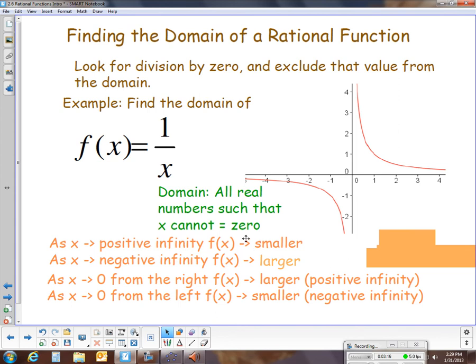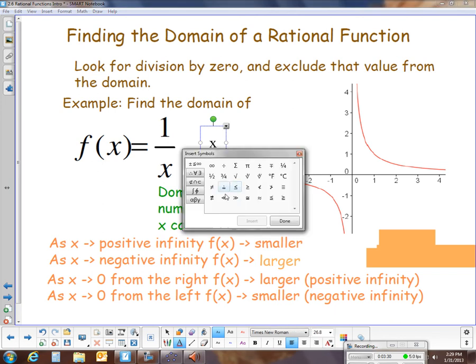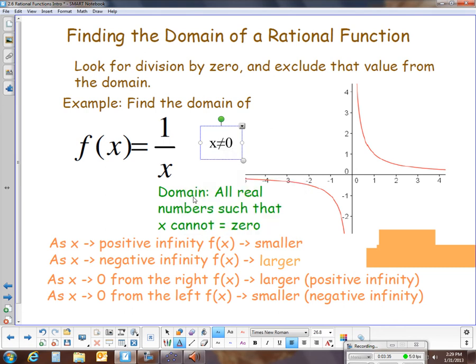So what would the domain of this function be? The domain of this function is all real numbers not equal to zero. So x cannot equal zero. That's the implied domain here, because if you were to plug in zero, it would be 1 over 0. We can't have that. So x can't be 0 because we don't want to divide by zero. Moving on.